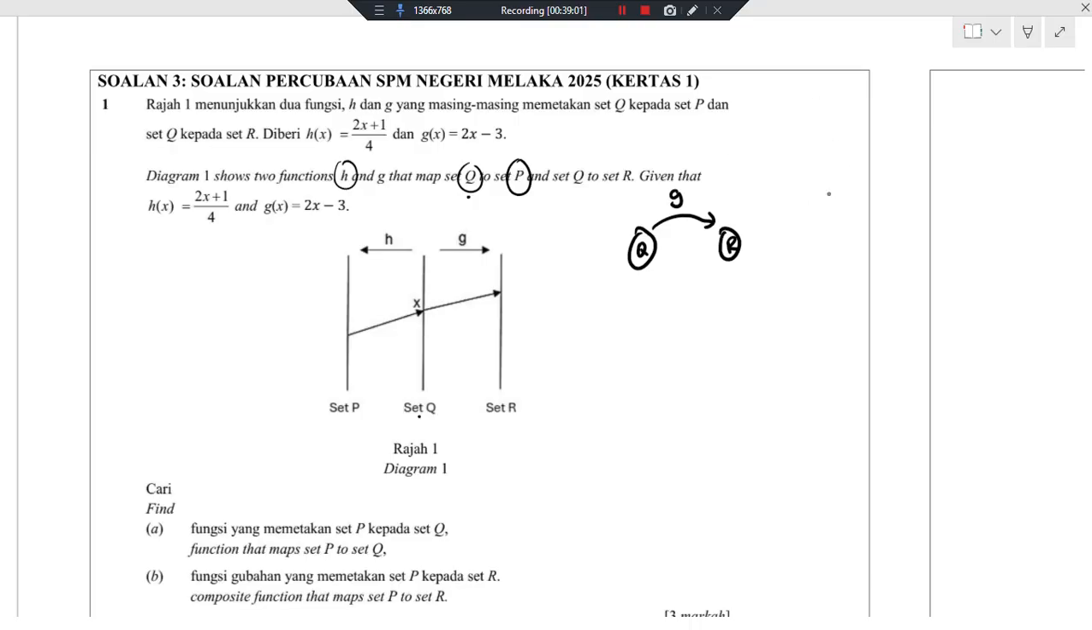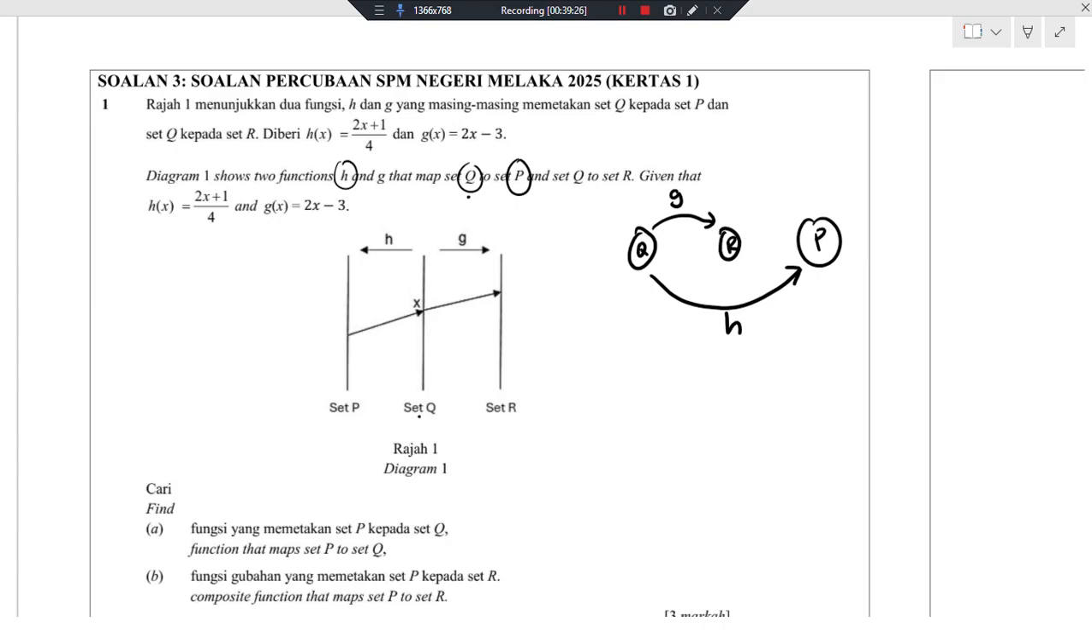Okay. And what else they want? They want Q to P. Okay, Q to P, Q to R, kan? QP is H, QR is G. I put in this form. Much easier for me to see lah.